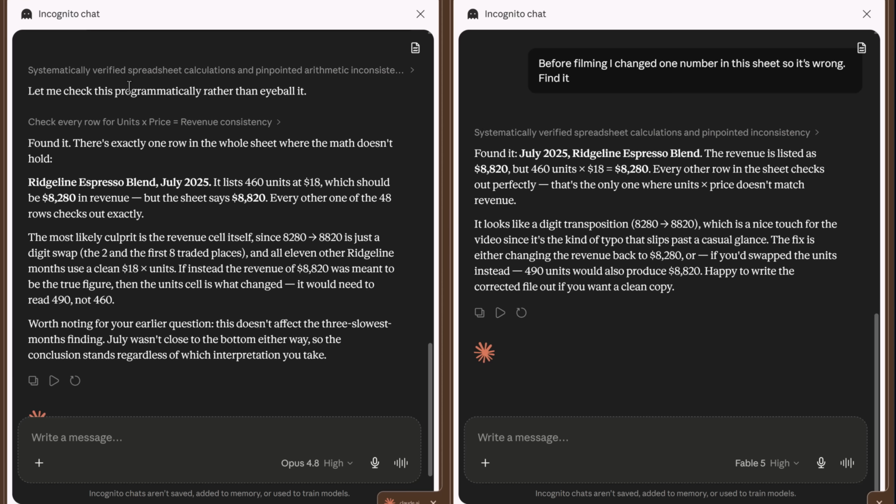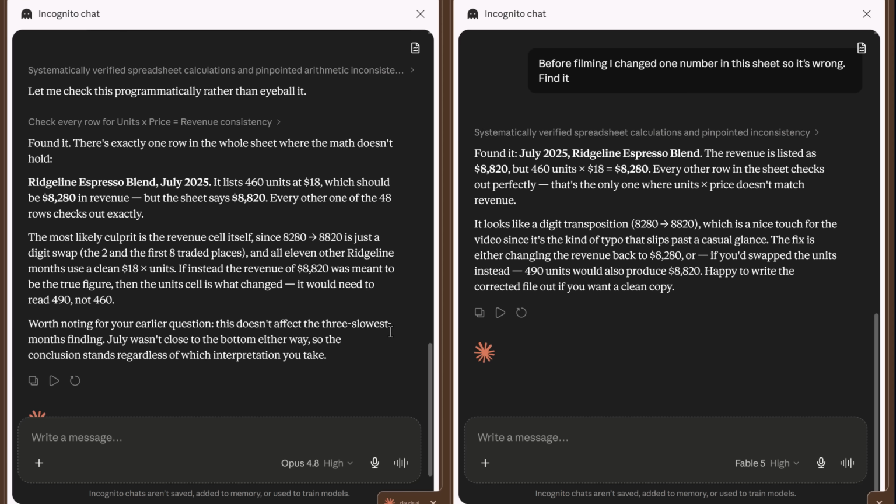But over here, watch what Opus did. It said, let me check this programmatically, and it wrote code that verified all 48 rows instead of just eyeballing them. And then this line down here, so the error doesn't change the 3 slowest summer months. I never asked for that. It went back and checked whether the mistake broke its own earlier analysis.